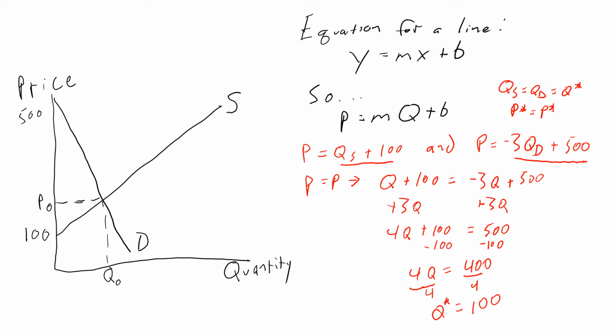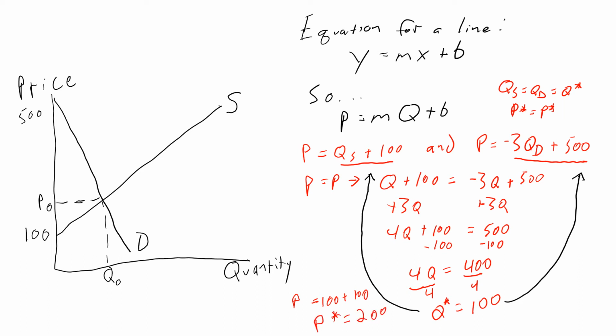And then to solve for price, all we have to do is plug this into either one of our equations. So either into our quantity supplied or our quantity demanded. Both will give us the same answer. And if we do that, we see that P is equal to 100 plus 100. So P star is going to be equal to 200.